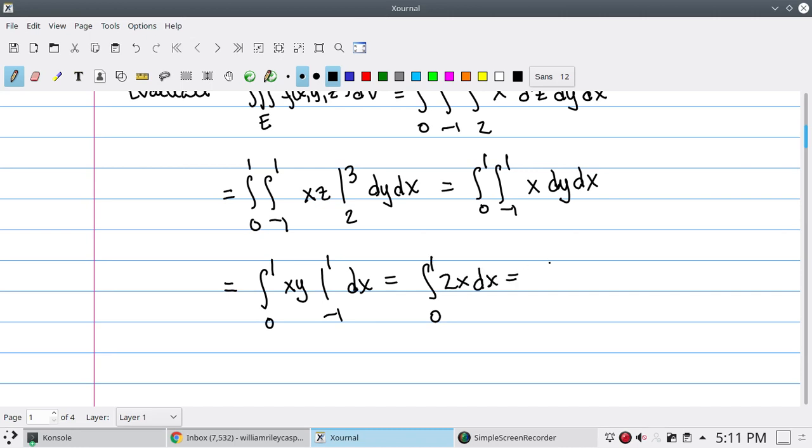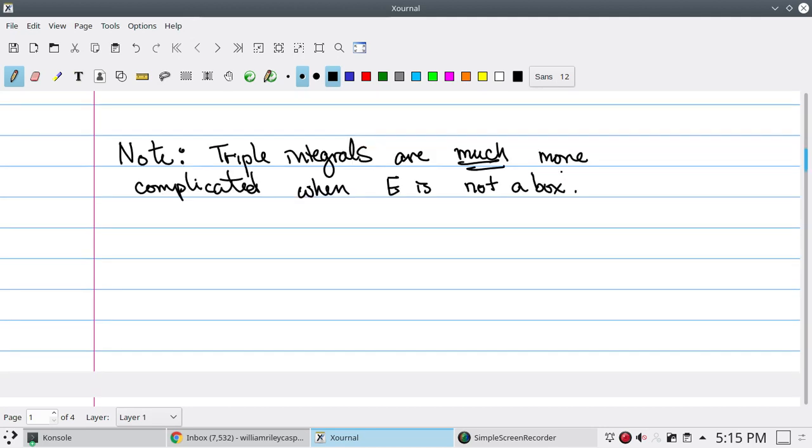And this last integral is very easy to do. I'm just getting x squared evaluated from 0 to 1, which is going to be 1. So far our triple integrals have been very easy to do, but they can become much more complicated when E is not a box. So for triple integrals where the domain is not a box, things are much more complicated. And then we have three main cases to worry about. Each case depends on the way that the domain is structured.